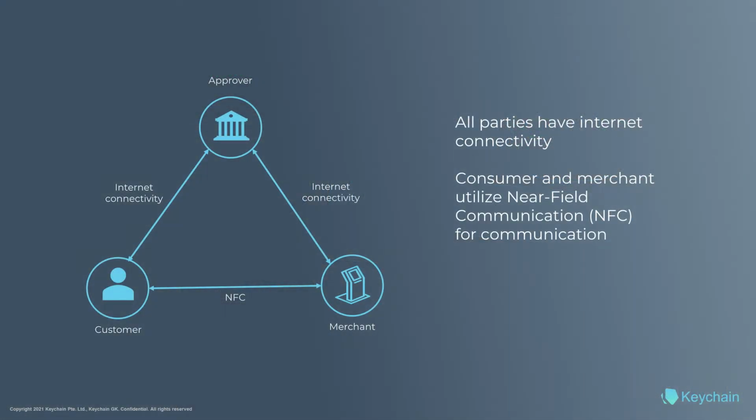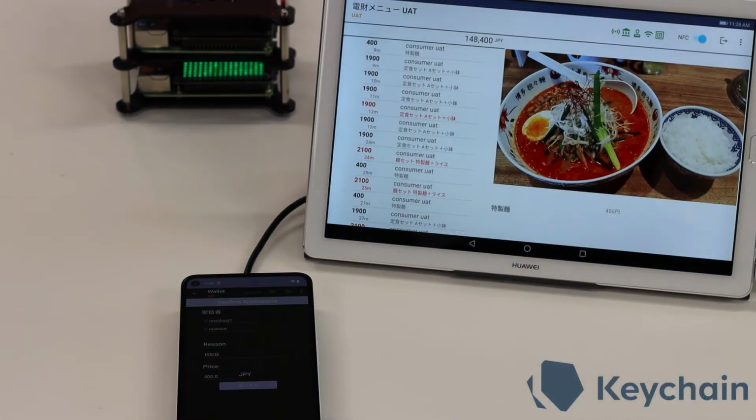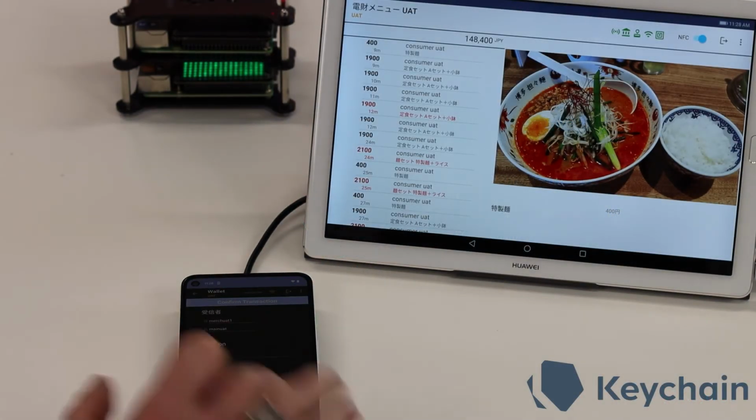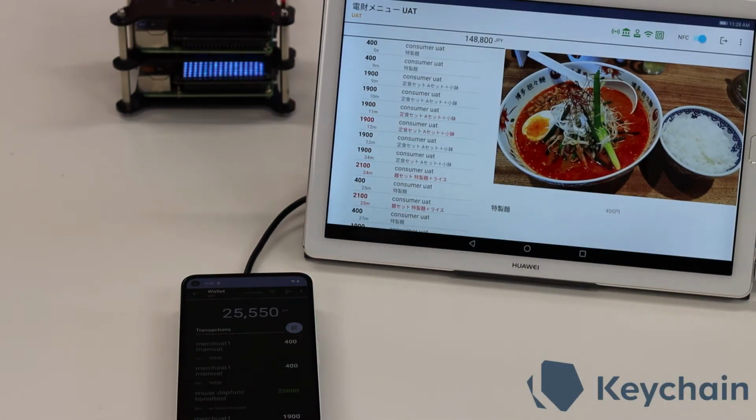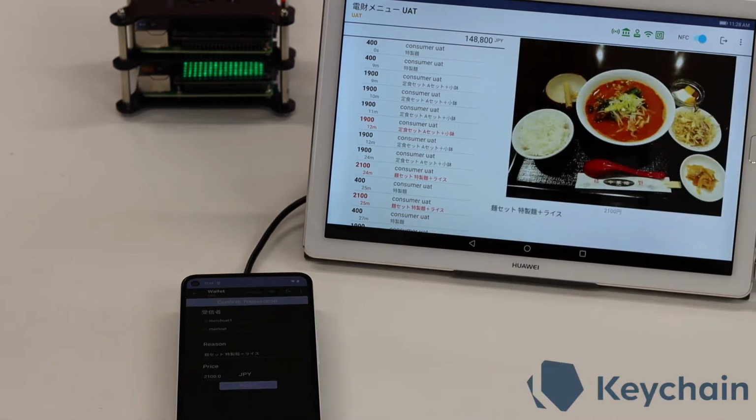We'll begin by assuming all the devices are online, they have internet connectivity, and the consumer will spend money to the merchant. We will start off with a transaction of 400 yen. And as you can see, the transaction has now been completed, as indicated by the flickering green light in the background IoT device.